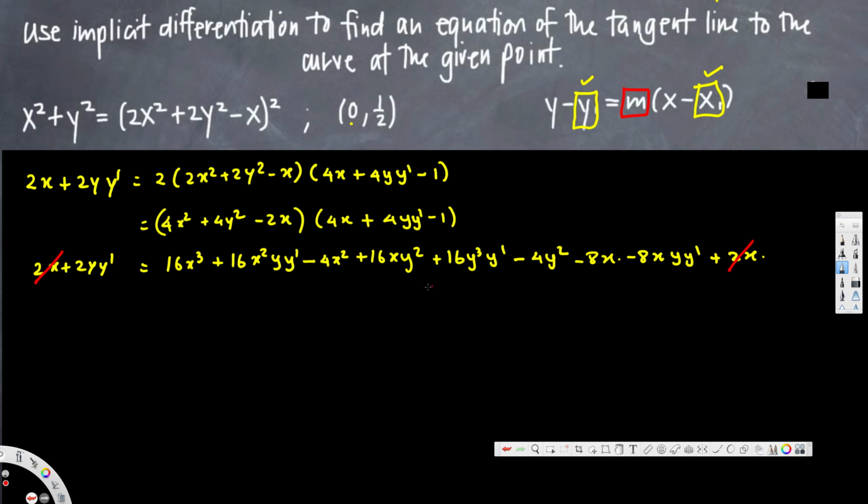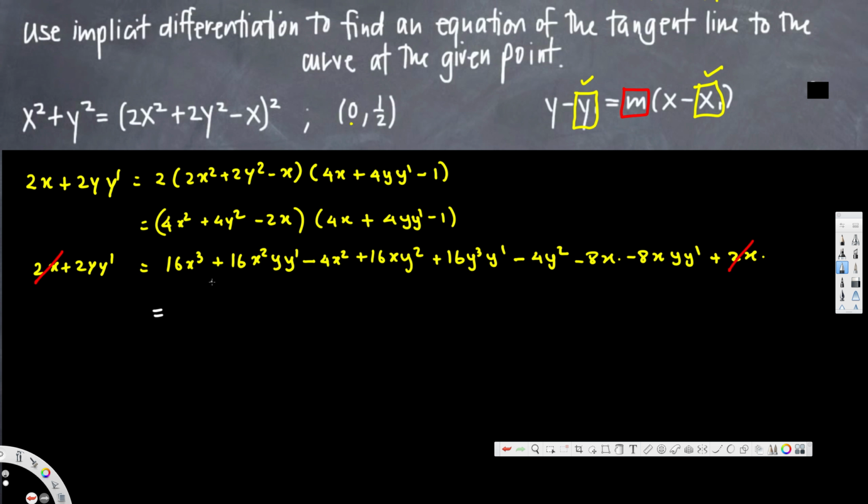Now let's see whether we can add something together, whether we have like terms. 16x cubed, that's the only thing, and x square y prime, we don't have anything like that, and 4x square, we don't have any other x square. 16xy square, okay, it seems like that's it, we cannot combine anything. Okay, so what we are going to do is we are going to just write it as it is.